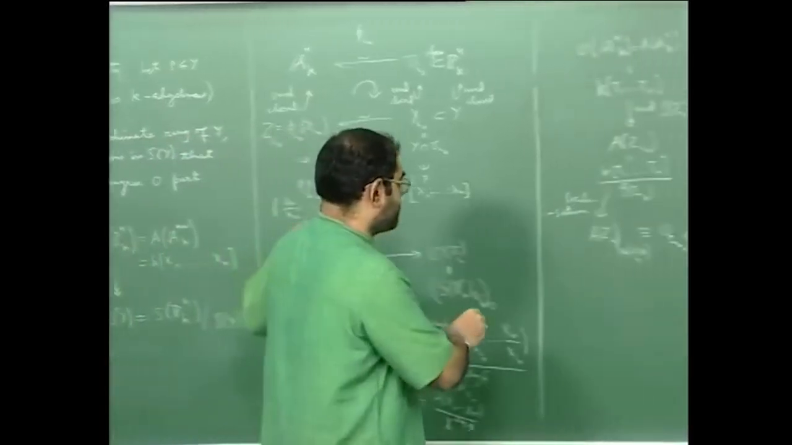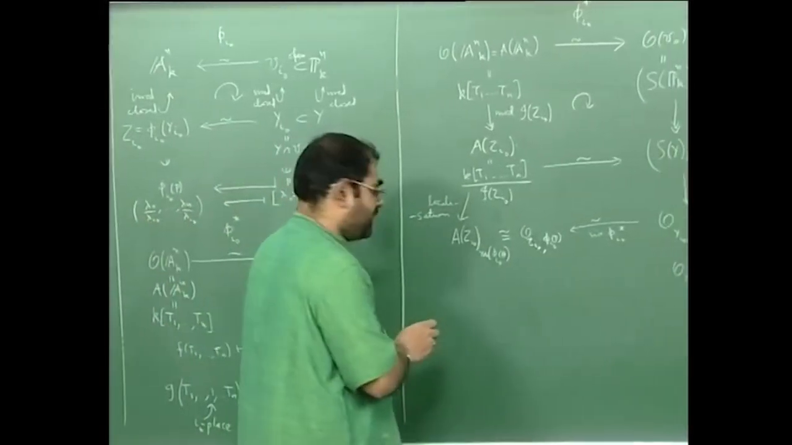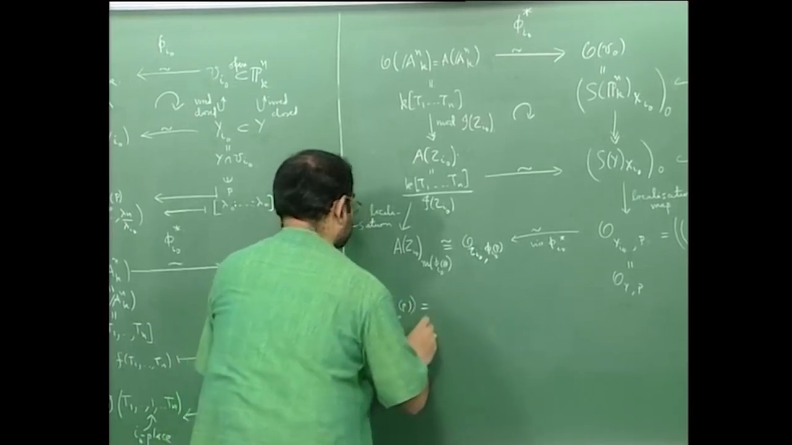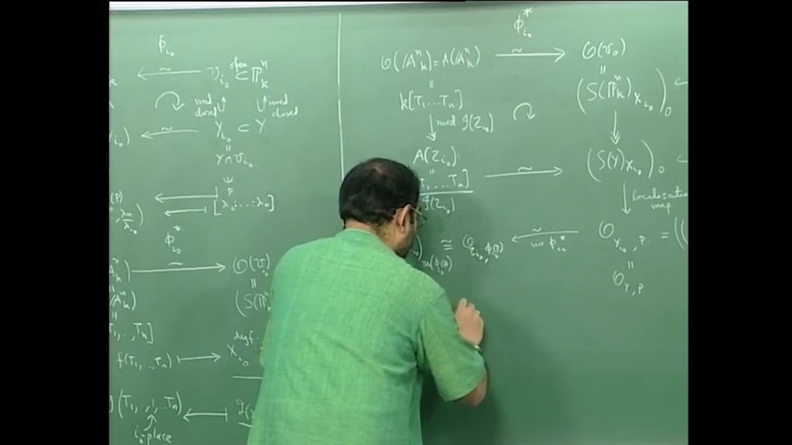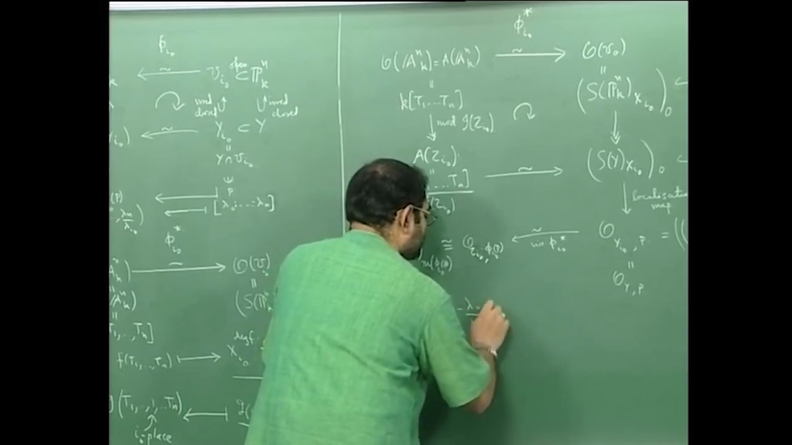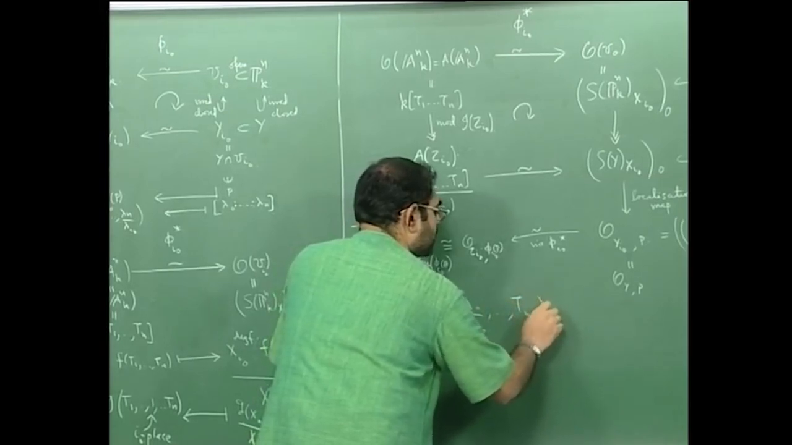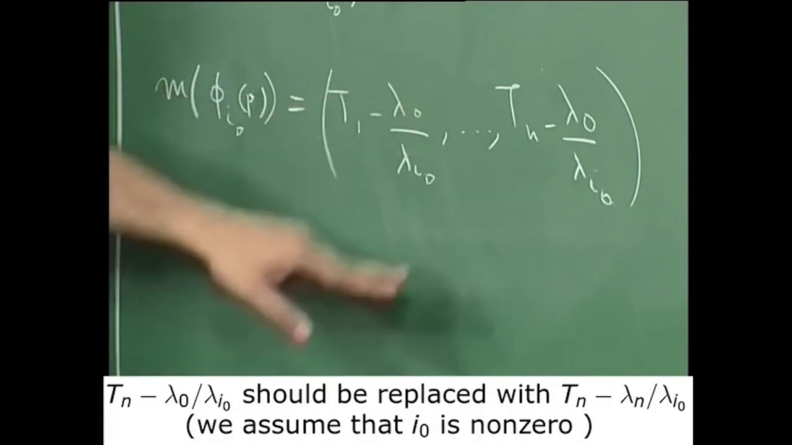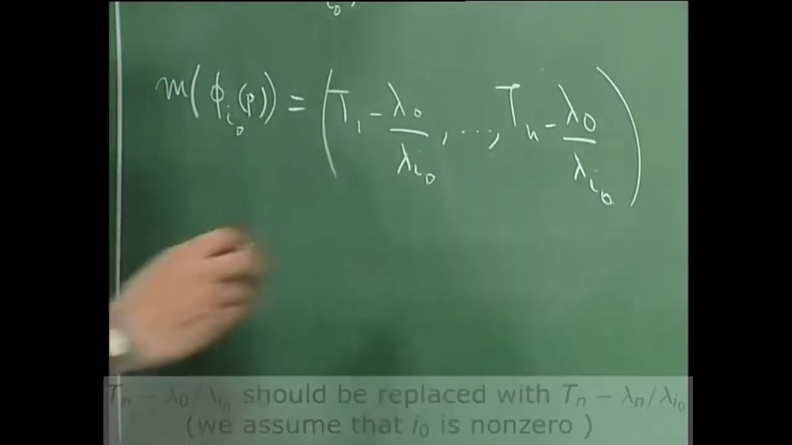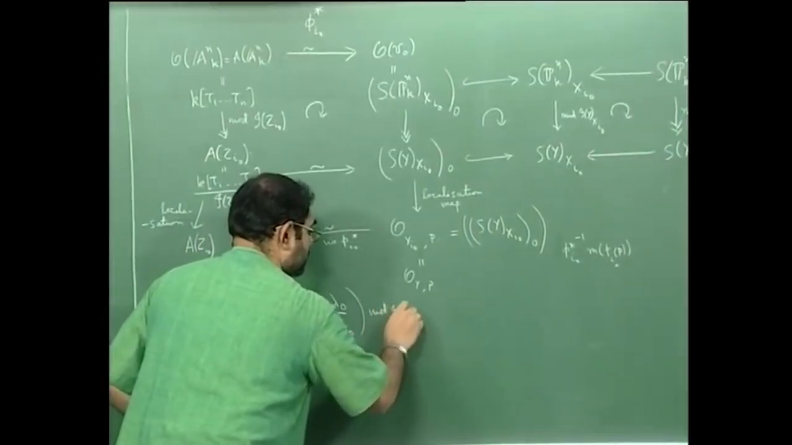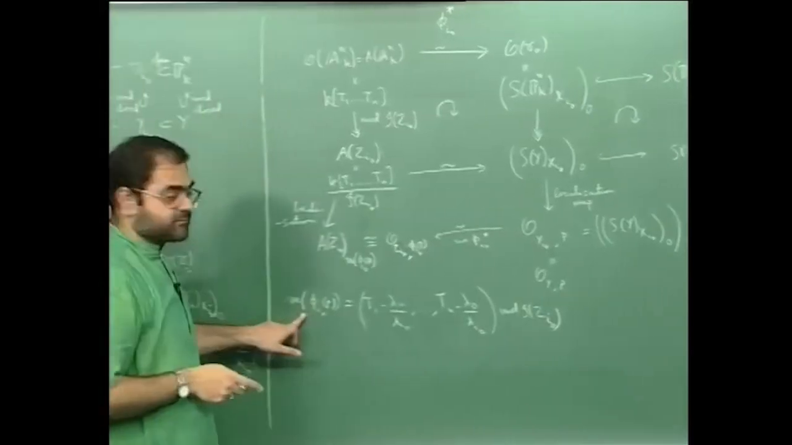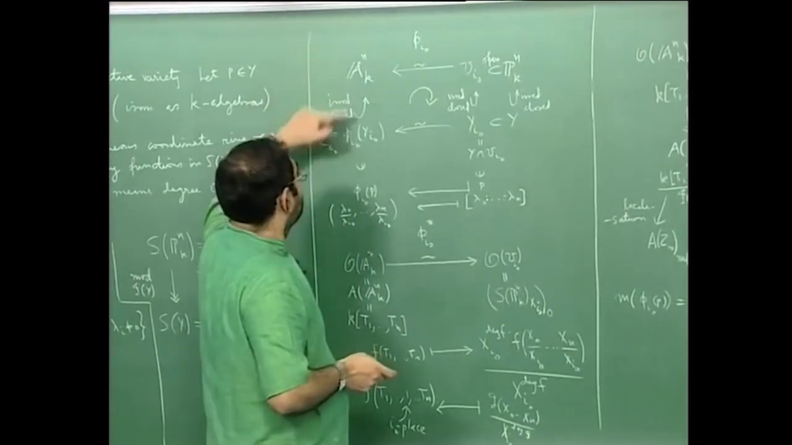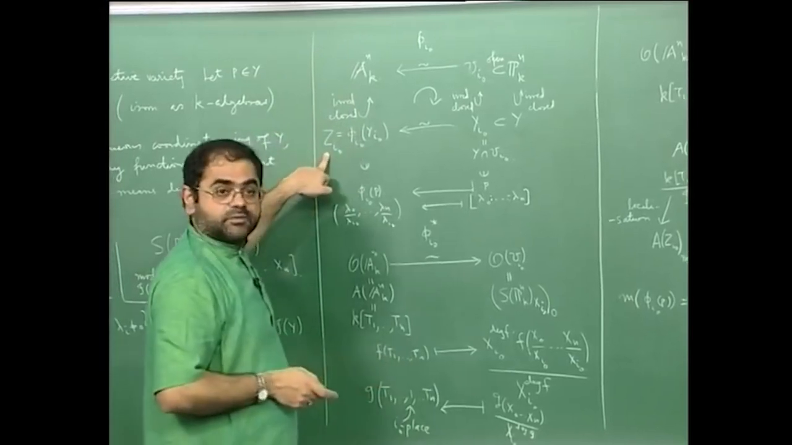Okay. Therefore, if you look at this calculation, you will see that the maximal ideal corresponding to this point, phi_{i_0} of P, is going to be just (T_1 minus lambda_0 by lambda_{i_0}, and so on, T_n minus lambda_n by lambda_{i_0}), of course omitting lambda_{i_0} by lambda_{i_0}. This ideal mod the ideal of Z_{i_0}. This is what the maximal ideal here is. The maximal ideal of this point is just the maximal ideal of this point in the affine space modulo the ideal of Z_{i_0}.